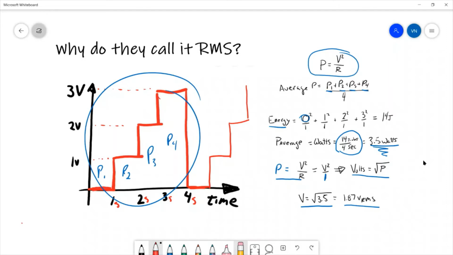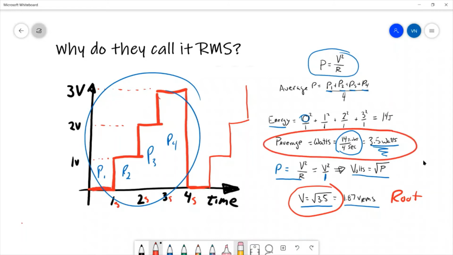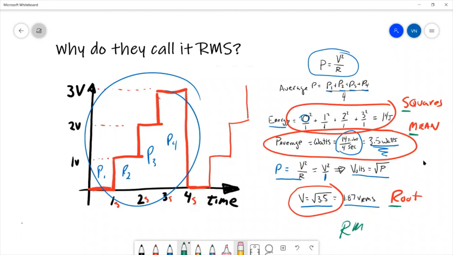So why is it RMS? If you were following me through there, you saw that at the end of it, I took the root of the wattage in order to find the voltage. And the wattage, that came from this line up here. I got the wattage by taking the mean of the energy delivered to the resistor. And I found the energy by taking the squares of the voltages for each time slice. So if you take a look at this in reverse order, you can see that what I did is I took the root of the mean of the squares, and that is RMS.